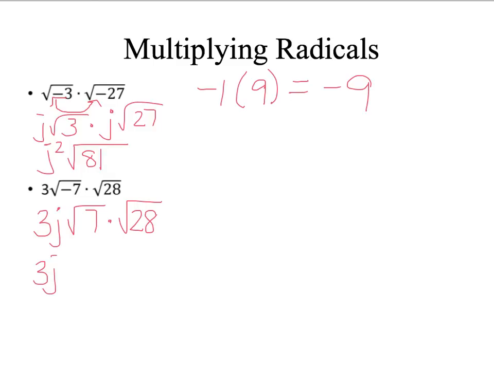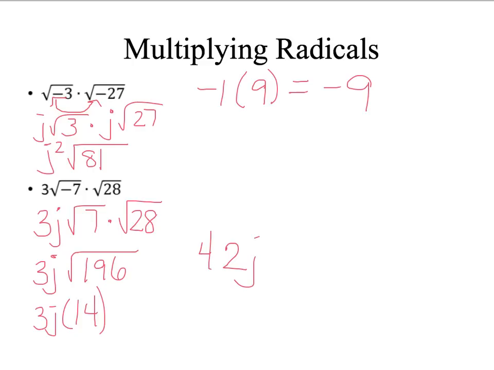So 3j times the square root of 7 times 28, which is 196. And the square root of 196 is 14. So 3j times 14. And then 14 times 3 is 42. So we end up with 42j.